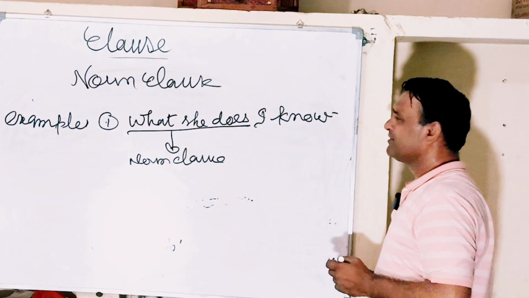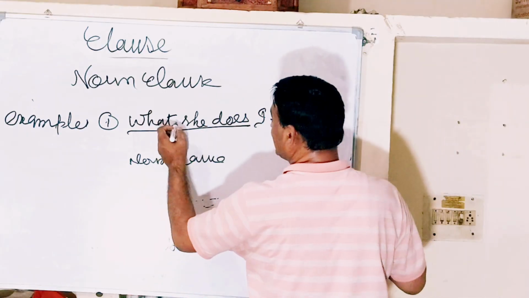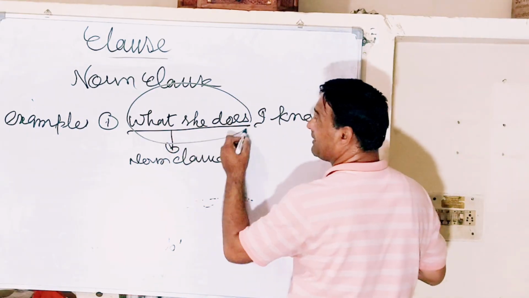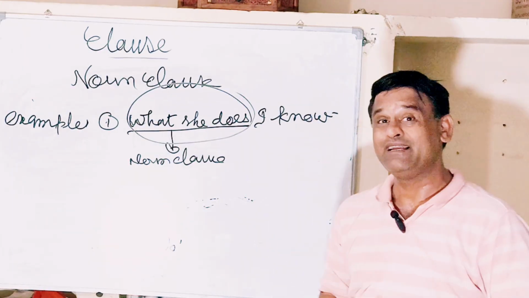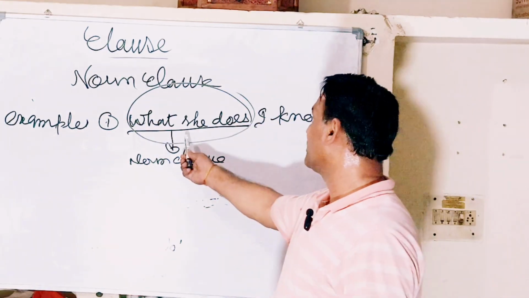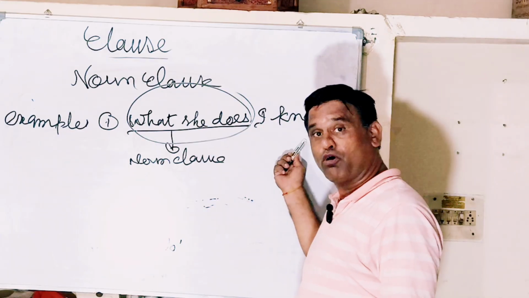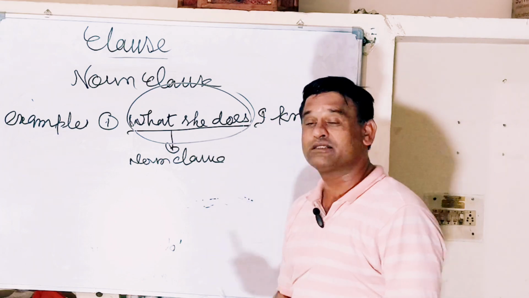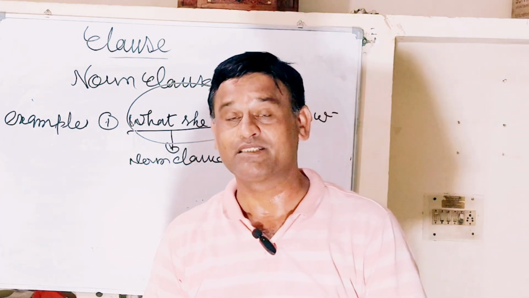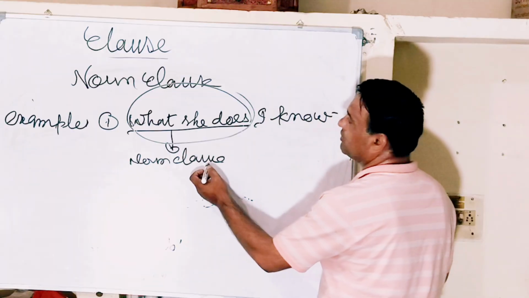Okay. वह क्या करती है? Now it is a subject. ये शुरू में आया है what, यहाँ पे in this place it is a subject. The noun clause is a subject. I know is a complete thought. What she does is not a complete thought. So it is a noun clause.